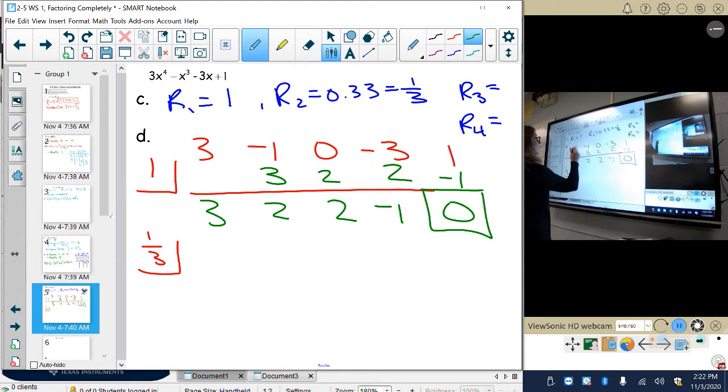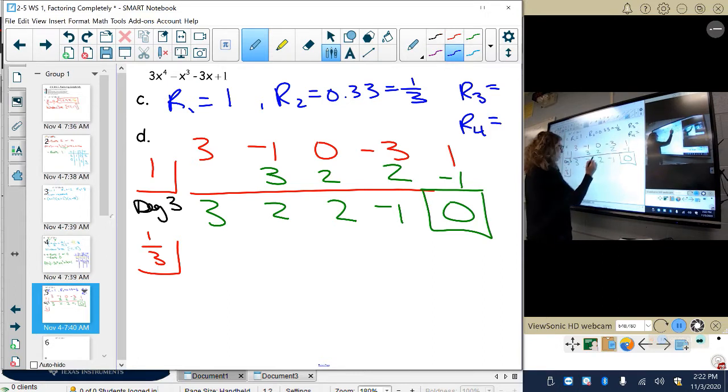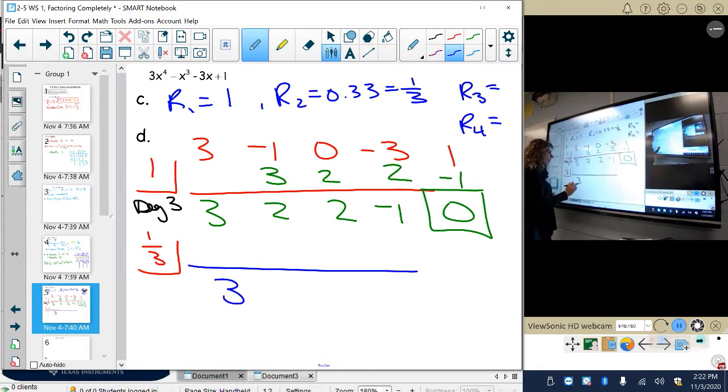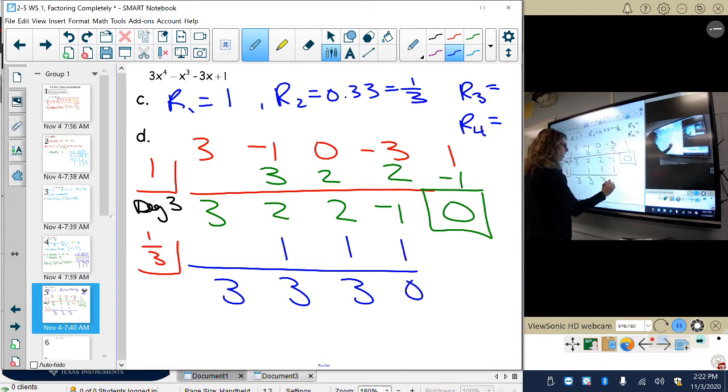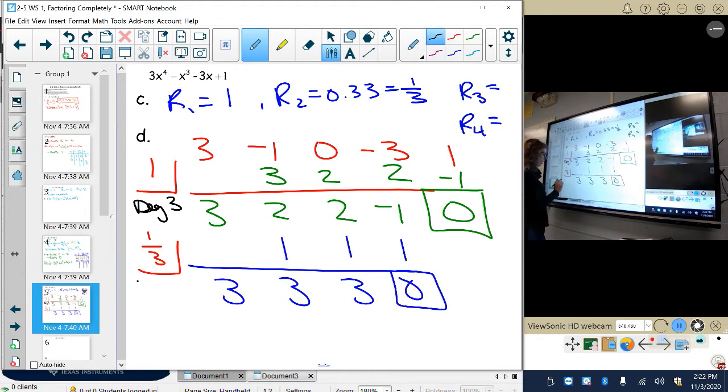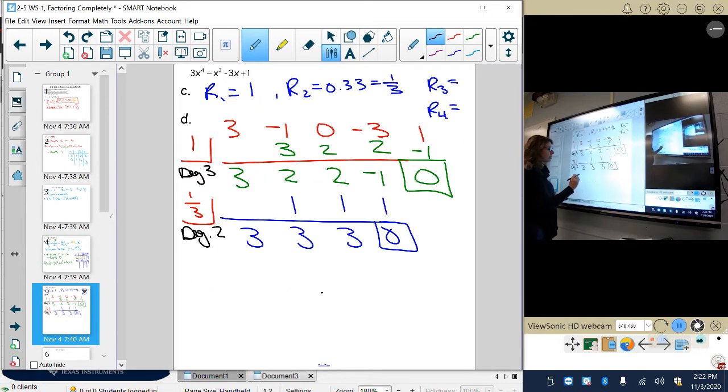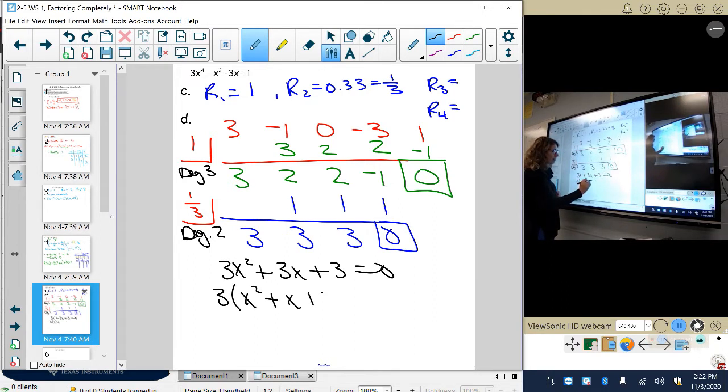So now I'm going to go down a degree here. So this went from degree 4 to degree 3. And I'm going to do it again. Drop down the 3. A third of 3 is 1. That gives me a 3. A third of 3 is 1. That gives me a 0. So now this drops it down to degree 2. So what that means is I'm going to have 3x squared plus 3x plus 3 is equal to 0. If I pull out a 3, I'm left with x squared plus x plus 1 is equal to 0.